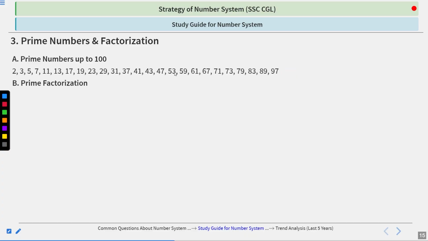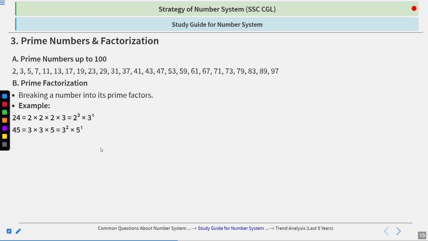Now prime factorization. Breaking a number into its prime factors is called prime factorization. As we know, any composite number can be broken into prime factors. For example, 24 we can break into 2 into 2 into 2 into 3. So 2 is prime, 3 is prime. We can write it as 2 to the power 3 into 3 to the power 1. Same way, 45, if we break it, we can write it as 3 into 3 into 5, which is 3 square into 5 to the power 1.